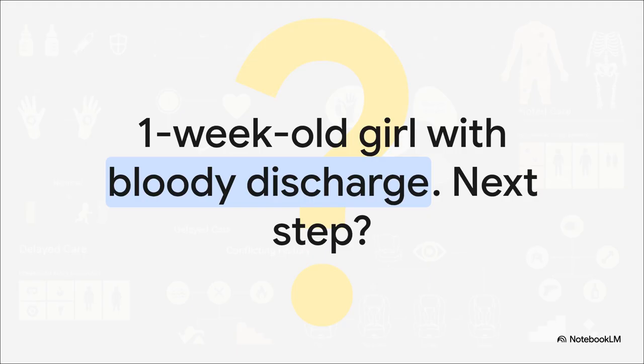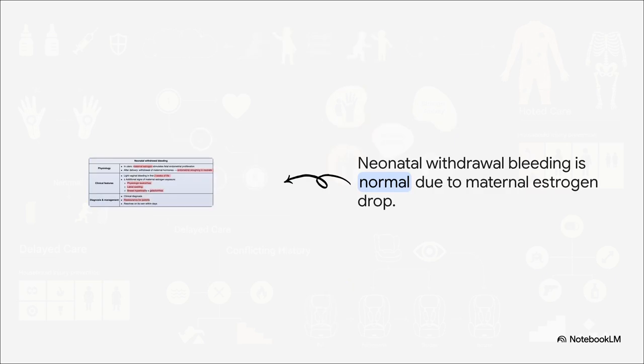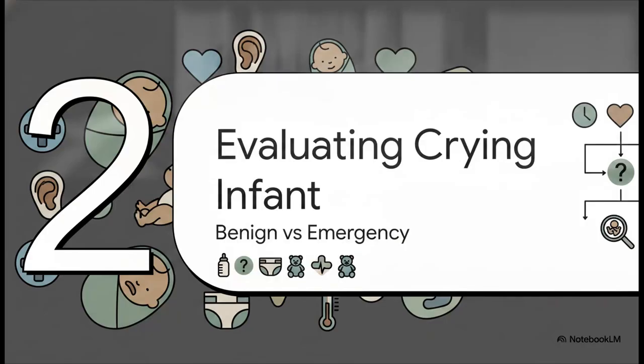So, what's your next best step? Parents are understandably terrified when they see this, but as the physician, you've got to know the underlying physiology. Take a breath, because this is just simple neonatal withdrawal bleeding. It's a completely normal consequence of maternal estrogen withdrawal after birth. Your only intervention here is pure reassurance. That drop in maternal estrogen causes harmless endometrial sloughing, and it clears up entirely on its own within a few days. Moving on to Section 2, evaluating the crying infant.